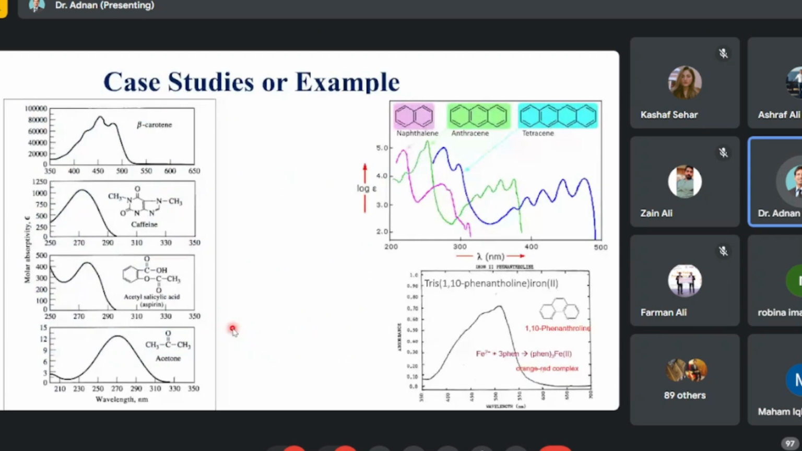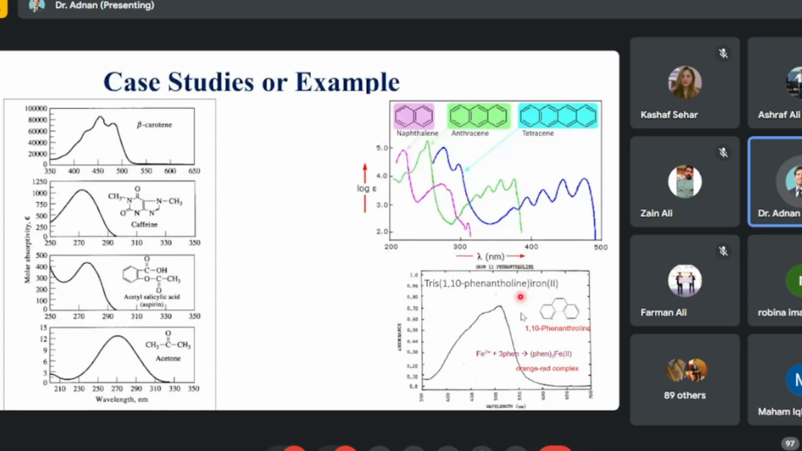Okay, these are some of the case studies for various substances. For example, the first one is for beta carotene. I already mentioned that it has a lambda max of 450 nanometers. Then caffeine, you can find out the lambda max, acetylsalicylic acid, aspirin, then acetone, and then you can also identify between naphthalene, anthracene, and tetracene, etc.